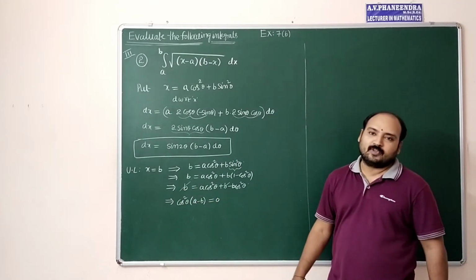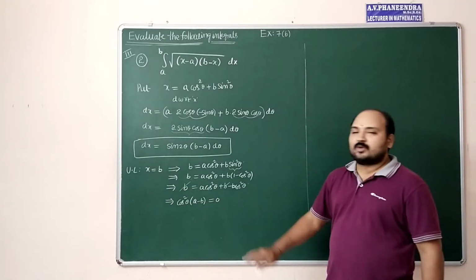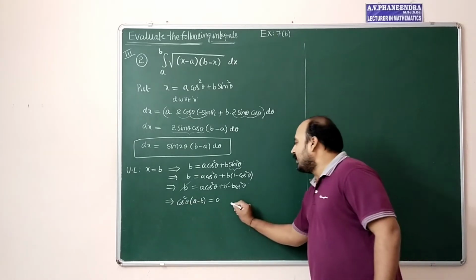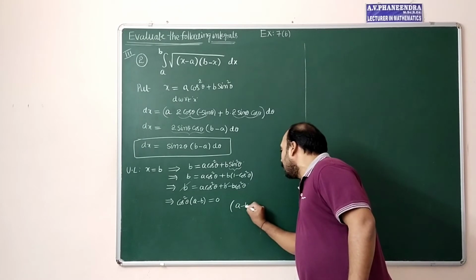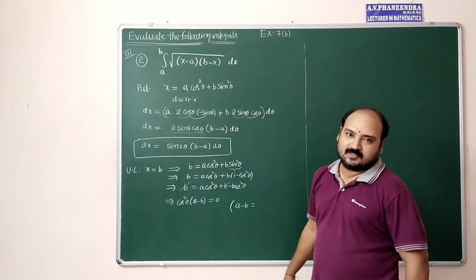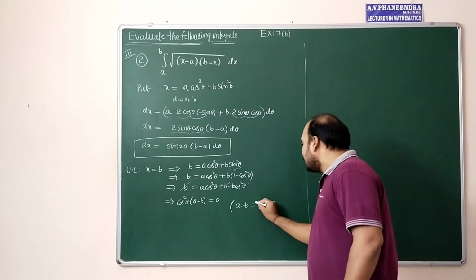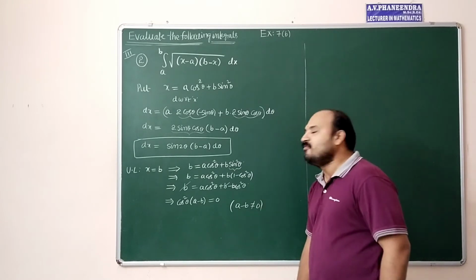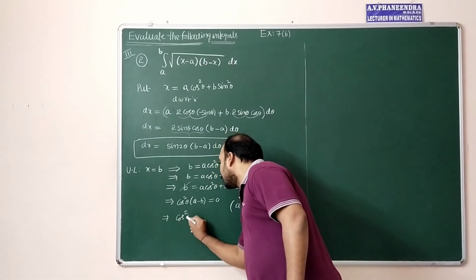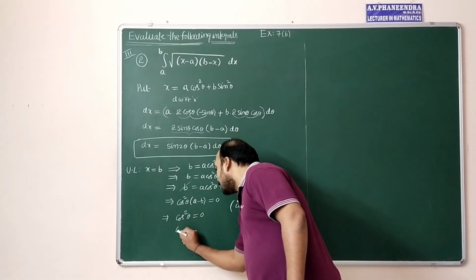The product of two terms equal to 0 means either this value equals 0 or this value equals 0. Suppose a minus b equal to 0, then a equal to b, but a equal to b means the given integral does not exist. So it's not valid. So a minus b should not be equal to 0. Obviously cos square theta equal to 0. That implies cos theta equal to 0.